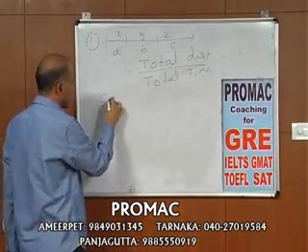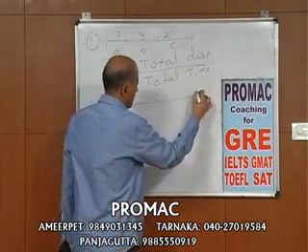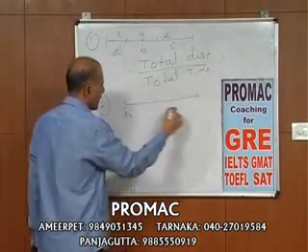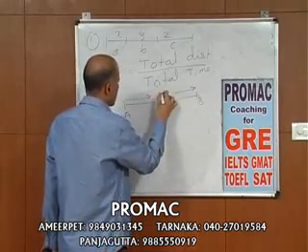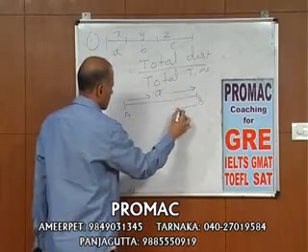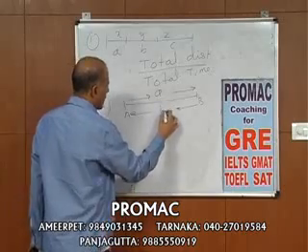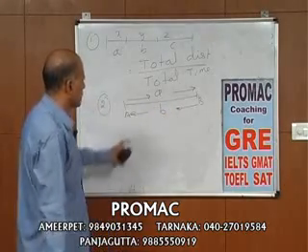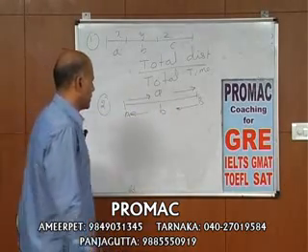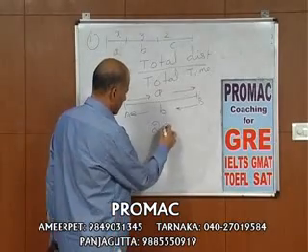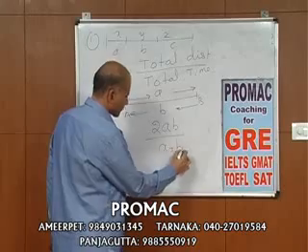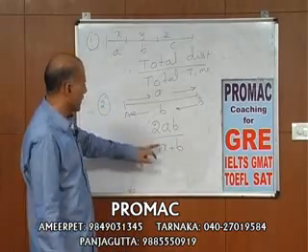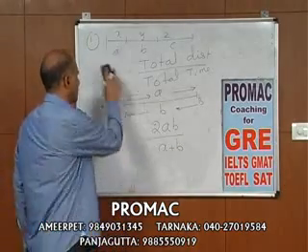The second variation, from A to B, one direction I go at a speed of a kilometers per hour, return direction I come back at a speed of b kilometers per hour, average speed is 2ab by a plus b, where a and b are the speeds.